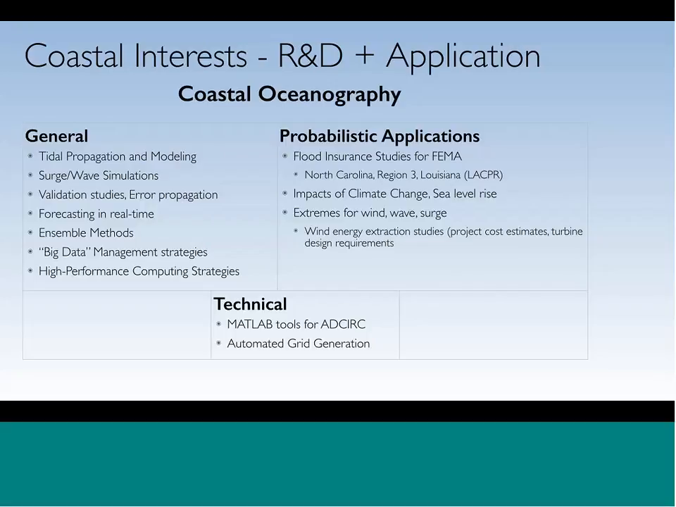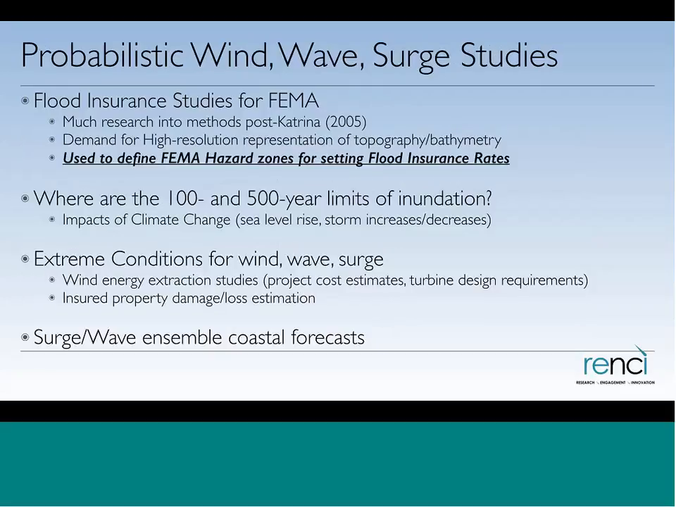I'm not going to go through this in a lot of detail, but if you look around, the probabilistic applications, flood insurance studies for FEMA, is where this talk is really going to be based. And we'll come back to some of these very briefly later on. So probabilistic wind, wave, and surge studies. This is largely about the way FEMA computes or derives the flood insurance rate maps that are used to define hazard zones for which property insurance rates are set if you're in a flood zone.